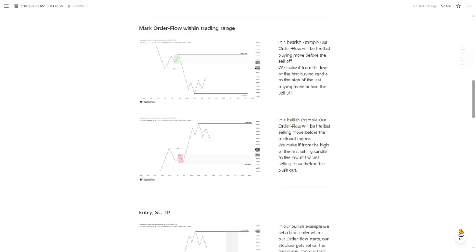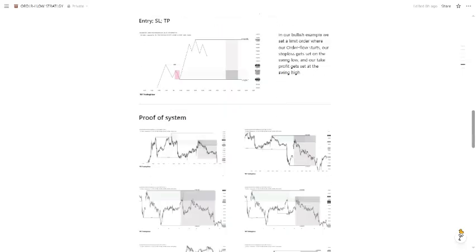So now you know how to determine trend direction. You know how to mark out your trading range. You now know how to find your order flow, and now it's entry, stop loss, and take profit. I did not put in a bearish example because really we're not kids. If you understand this, you're going to understand the bearish example. Now, in the bullish example, we set a limit order. This is going to be a limit order system.